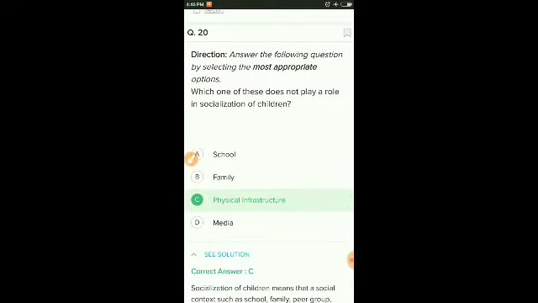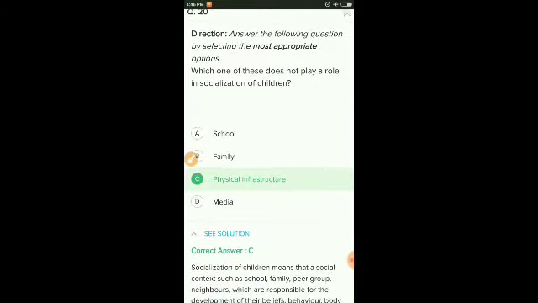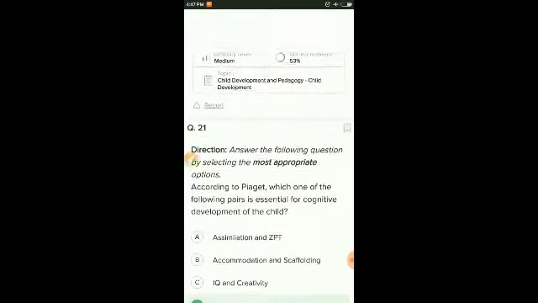Question number 20. Which one of these doesn't play a role in socialization of children? Physical infrastructure doesn't play a role. The school plays, the family plays, the media plays, all these things play a role in socialization of the children. But physical infrastructure doesn't.